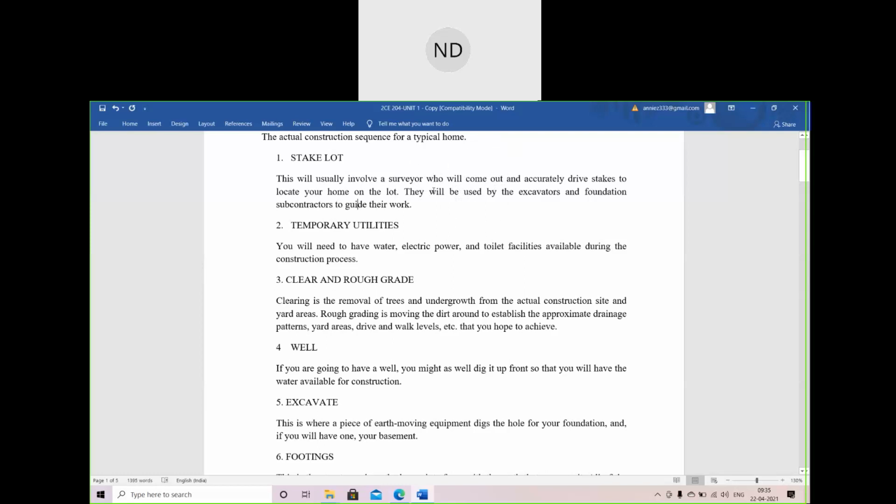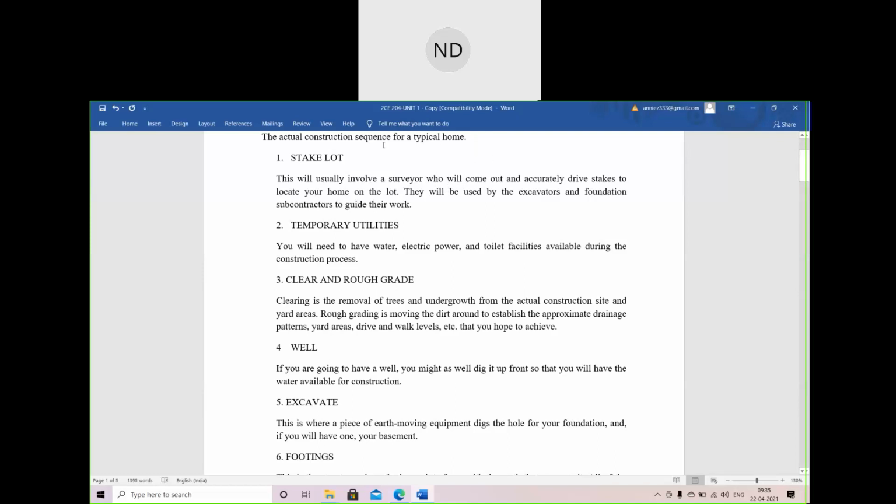That means this is your site, suppose this is a site here, and then you have to survey and do the interpretation. Maybe after a few months or few years there will be a road constructing nearby, so accordingly you will have to plan those things. So stake lot is the interpretation of the construction plans and marking the locations of proposed new structures, such as roads or buildings.